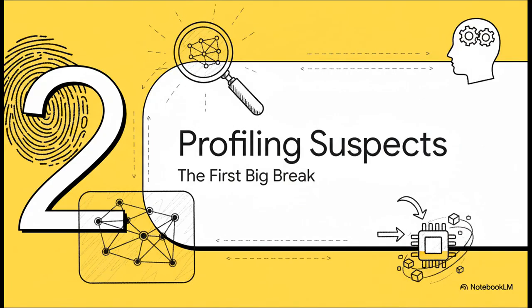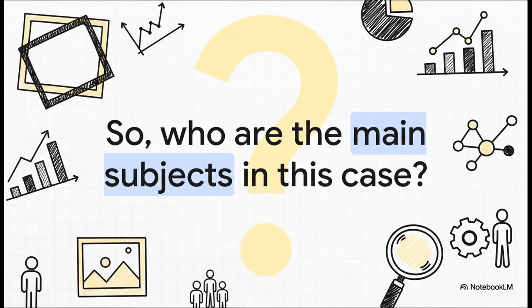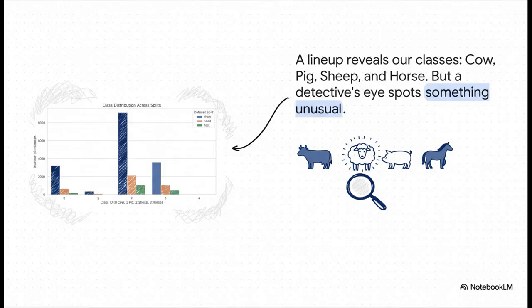Okay, so our evidence log is looking good. Now we can move on to the really fun part, profiling the suspects. This is where we're going to find the first big break in the case. Right. The evidence is all neatly organized. Let the profiling begin. So, who exactly are the main players in this little drama? A quick lineup gives us our 4 main classes. We've got cows, pigs, sheep, and horses.